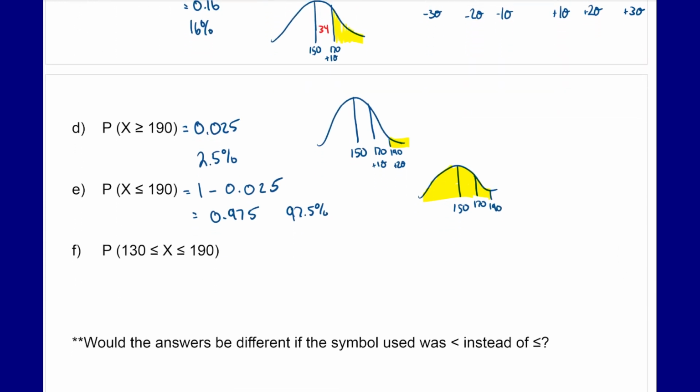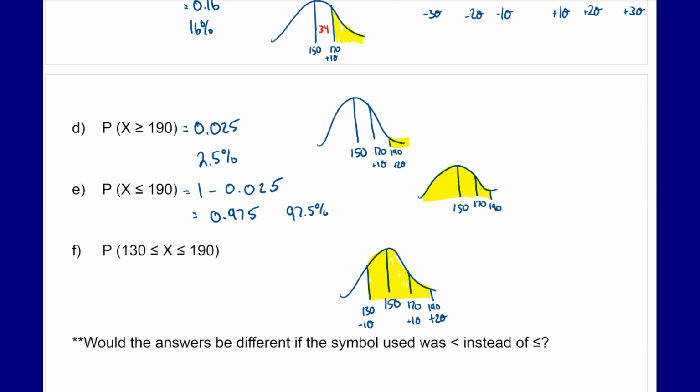Finally, the last one, probability the value lies between 130 and 190. So again, I'm going to draw it just to visualize it. So I have 150. I have 130, which is minus 1 standard deviation. I have 170, which is plus 1 standard deviation, and then 190, which is plus 2 standard deviations. So I want to find everything in between these two values.